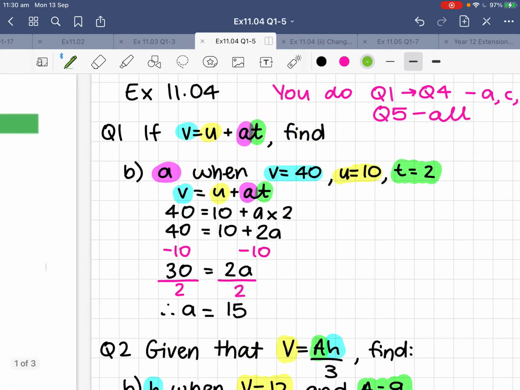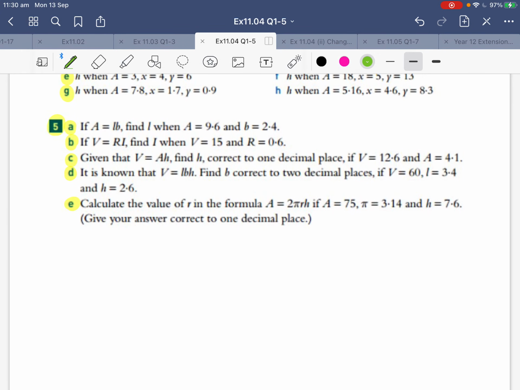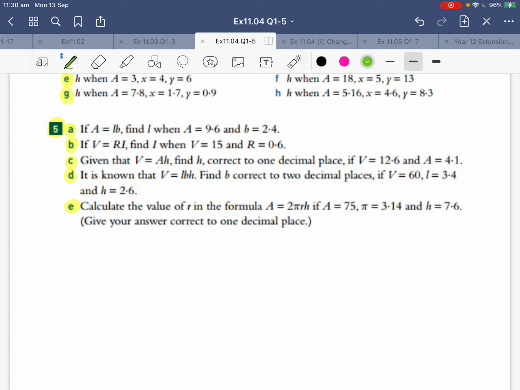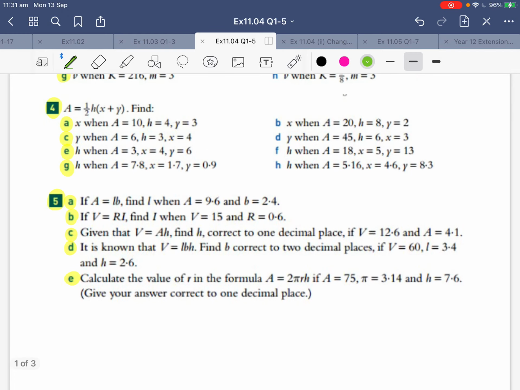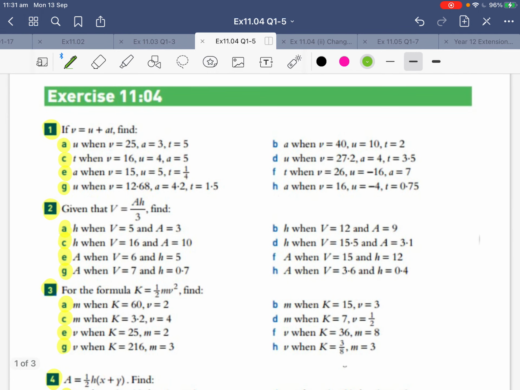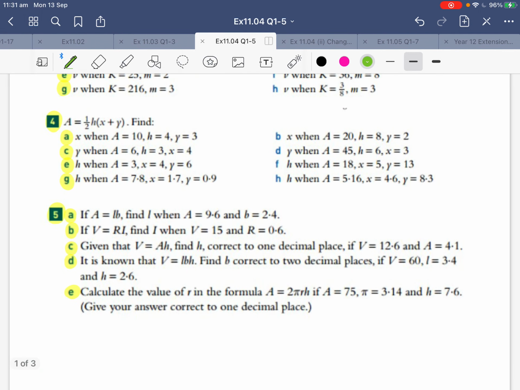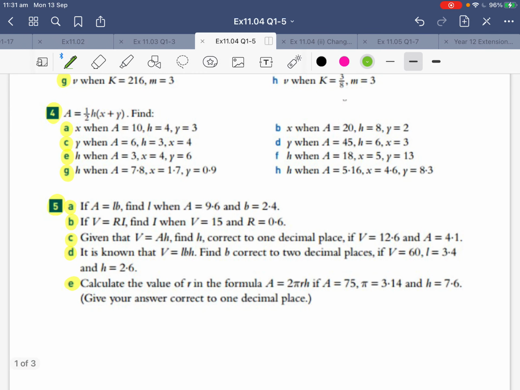Now the last question that you are to do is question 5. Question 5 is just all different formulas and different variables that you are going to substitute in to find what they're asking. So question 5 is a combination of pretty much all of the skills that you have practiced in questions 1, 2, 3, and 4. If you are still stuck with question 5, please send your teacher an inbox and ask for some extra assistance.